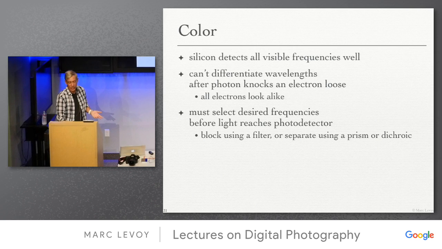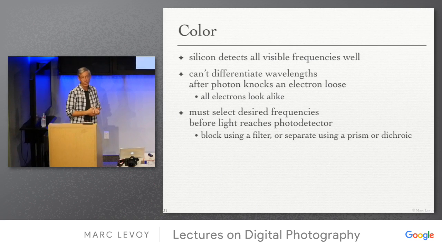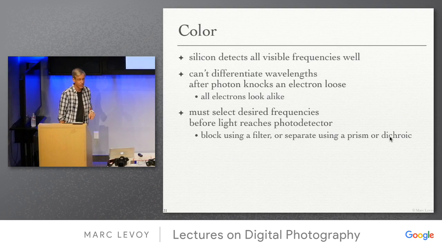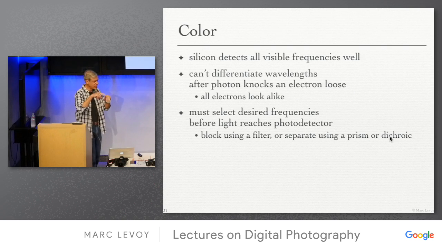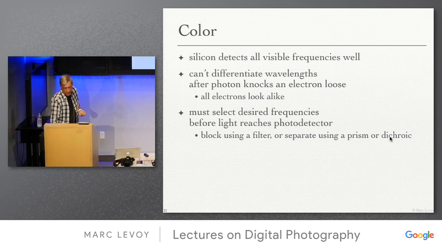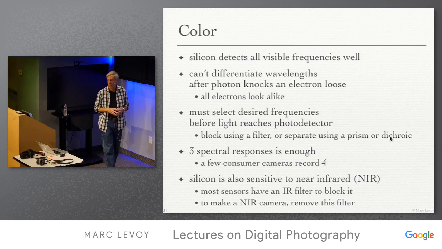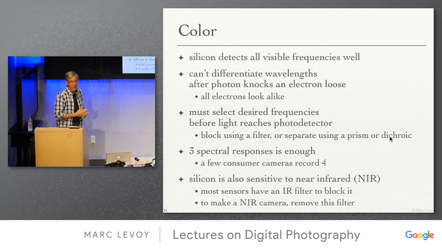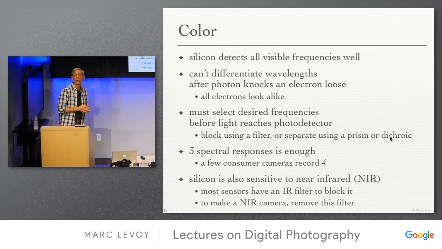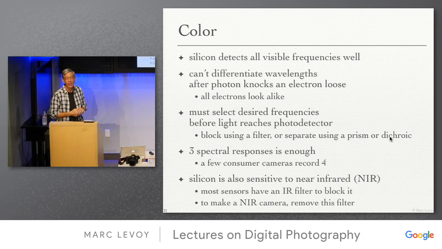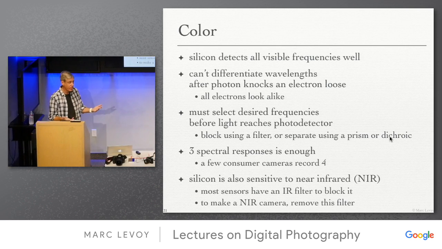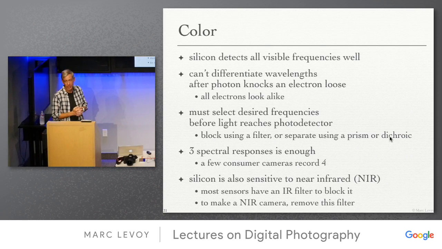So you have to select the frequencies that reach particular detectors or particular parts of the detector. You can block them with a filter, or you can separate them with a prism, or a dichroic, which is an interference filter of some kind, similar to the anti-reflection coatings that I talked about earlier in the course. So 3 spectral responses, 3 different kinds of pixels, 3 different layers is enough, although some cameras have 4 in order to achieve improved dynamic range. Why 3 is the magic number is because of the variety of cones in our retina. We'll talk about that in great detail in a couple of weeks when we talk about color.